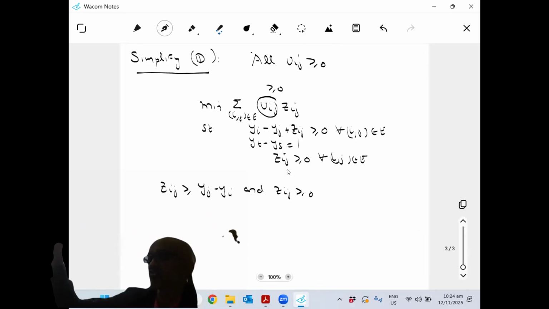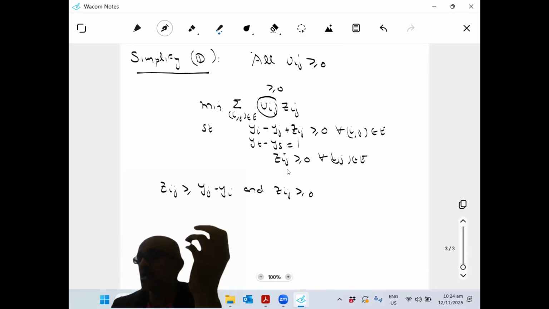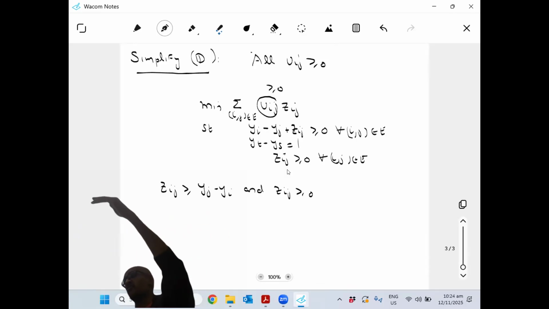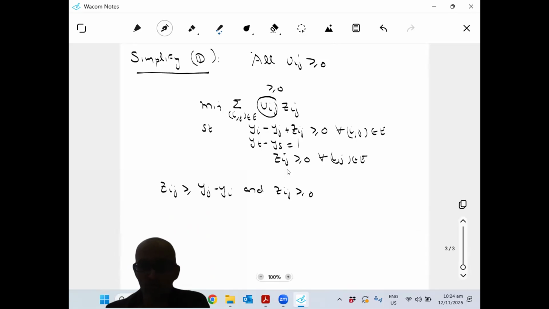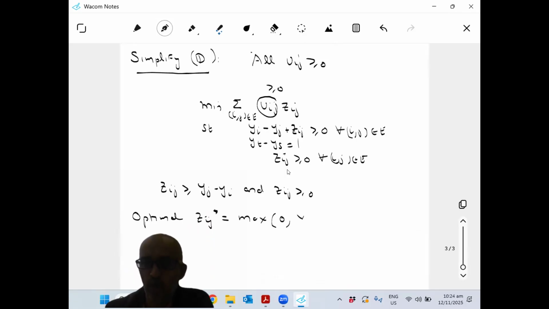I'm trying to put zij as small as possible. If z has to be greater than 5 and greater than 7, and I'm trying to minimize z, make z 7, if I have to satisfy both conditions. So the optimal zij has to be the maximum of 0 and yj minus yi. Agree?